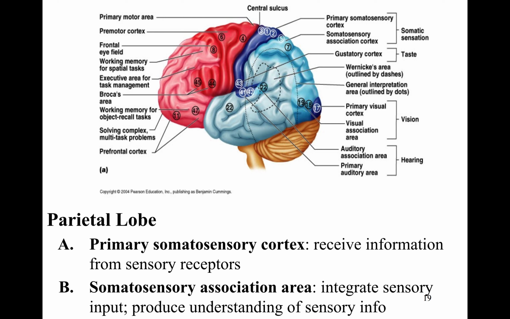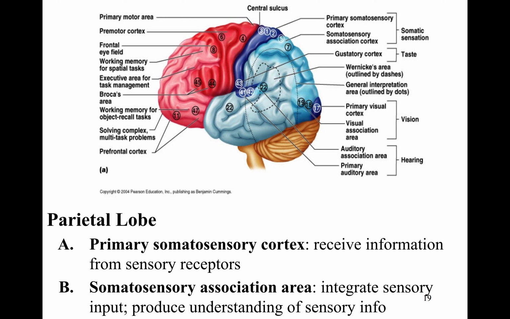Our next sensory area on the parietal lobe is the somatosensory association area. The somatosensory association area, shown right here, sits just behind that primary somatosensory cortex. It's going to take all of that sensory information and integrate it, to help you produce an understanding of all of the sensory information you've just received.